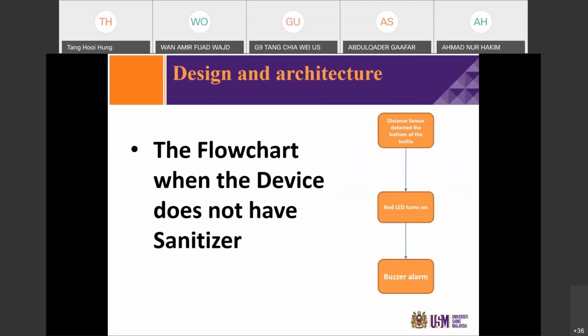While in the second case, when the device doesn't have a sanitizer, the distance sensor will detect the distance, which is the end of the bottom of the device. Then the red LED will turn on. At the same time, the buzzer will alert. Next slide, please.